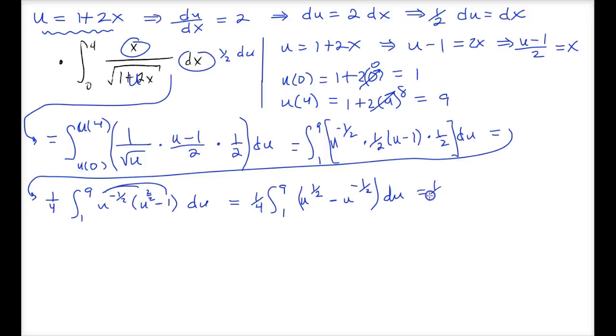So I have 1/4 here. And we know that the integral of u raised to the 1/2 is u raised to the 1/2 plus 1, and 1/2 plus 1 is 2 over 2. And then that'll be minus u raised to the negative 1/2 plus 2 over 2, over negative 1/2 plus 2 over 2. That didn't turn out so hot.